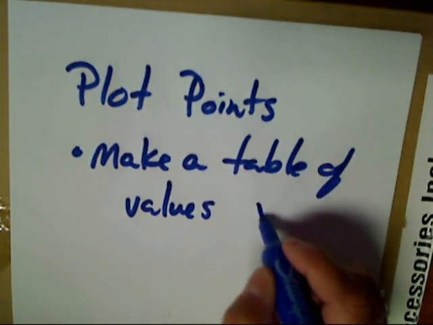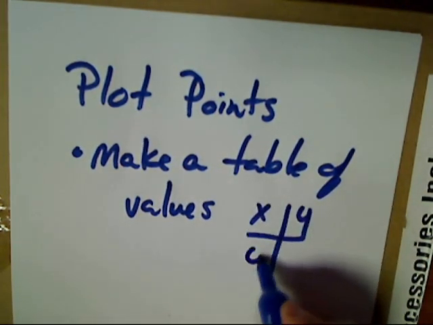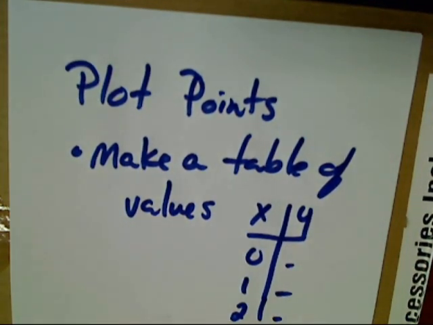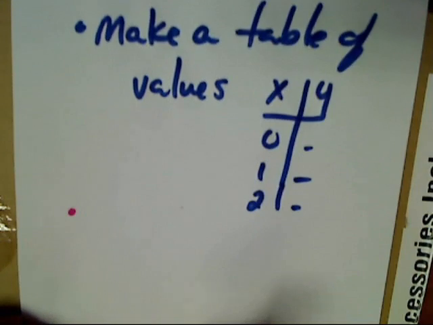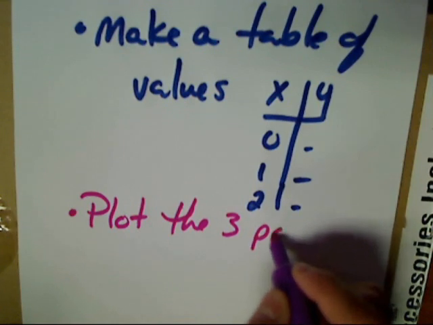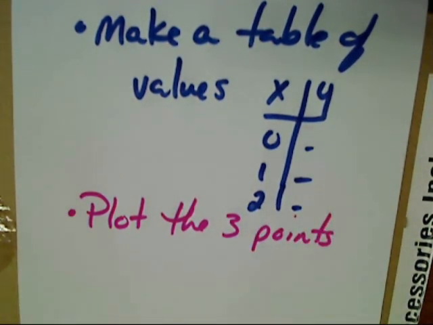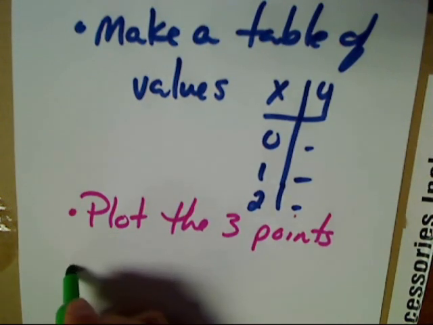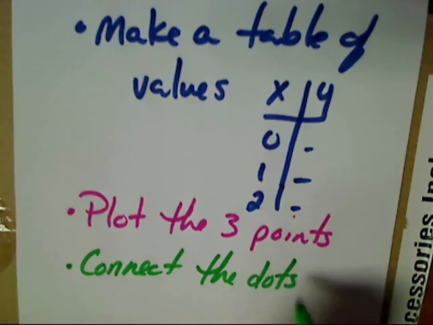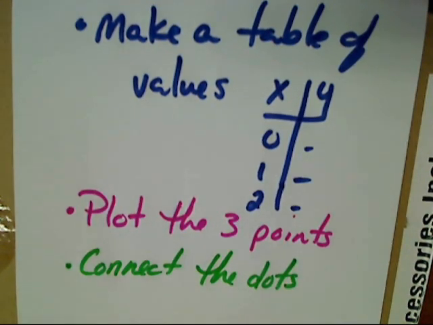Make a table of values, choosing x values and solving for y. Then your second step is to plot those points. And my favorite, connect the dots. Three easy steps to graphing a linear equation. The great thing is, there's shortcuts to that, and we'll get to that in the next section.